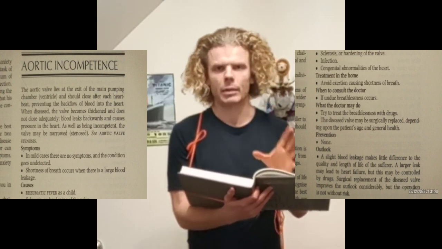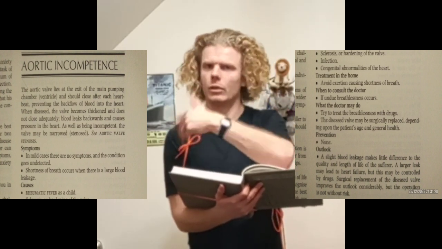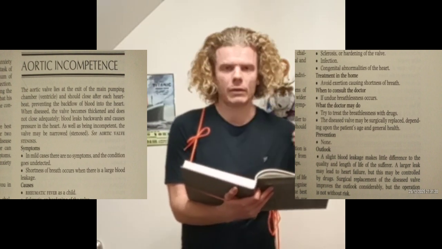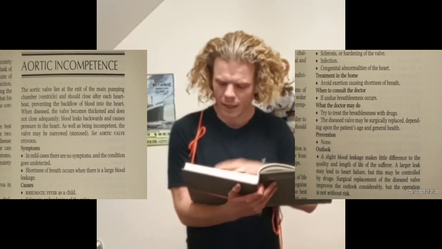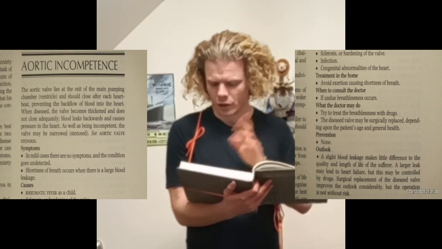The valve becomes thickened, at another place the valve becomes narrowed. We're going to stay a little bit away from that, that is not so important. Also, the video we are preparing is not medical advice. We just want to have what is aortic incompetence. So this valve at the aorta is diseased, and blood is coming back and causes pressure on the heart.